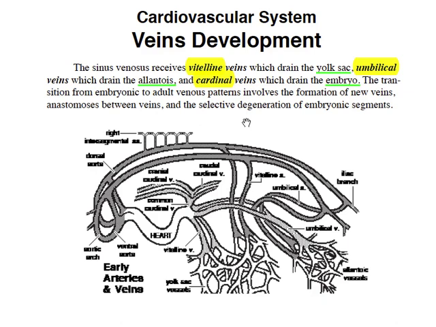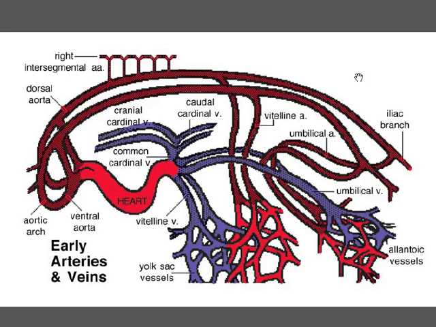The transition from embryonic to adult veins involves a proliferation of new veins, anastomoses between veins, and selective degeneration of the embryonic segments. This image shows that embryonic vessels are bilateral. The veins are colored blue. The cranial and caudal cardinal veins drain the embryo itself. Vitelline veins drain the yolk sac, and umbilical veins drain the allantois.